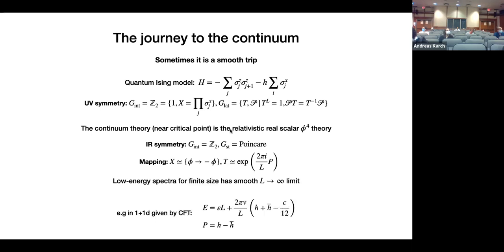So we say that the low energy spectrum of this system on finite size has a very smooth L goes to infinity limit. For example, at the critical point, the spectrum would just be described by the spectrum of CFT, where we can write down exact formulas for the low energy spectrum, just following the finite size scaling of the CFT. There's nothing surprising here. This is what I mean by a smooth limit.